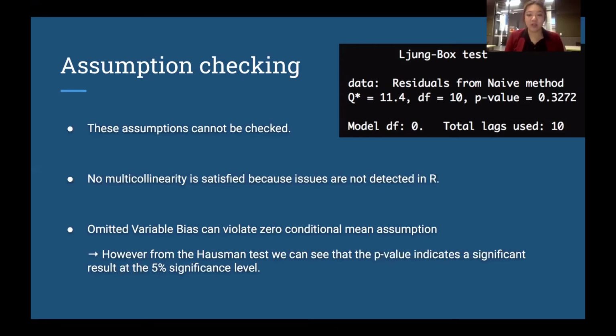No multicollinearity is also satisfied because no issues were detected in R. Potential omitted variable bias that may exist in the model can violate the zero conditional mean assumption, but from the Hausman test, we can see that the p-value indicates a significant result at 5% level.